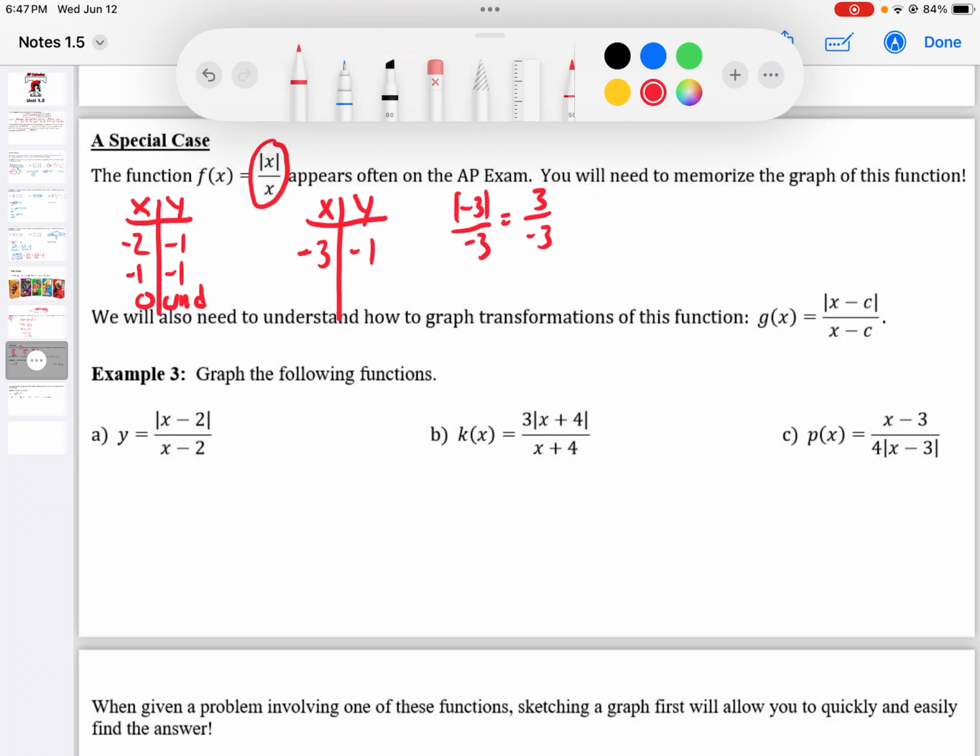Now if I plug in positives, like if I plug in a +1, absolute value of 1 over 1, this time the top stays positive, the bottom's already positive, so I just get +1. What do you think we'd get if we plugged in 2, or plugged in 3, or plugged in 4? So I'd do the absolute value of 2 on top, which is just 2, and 2 over 2 is 1. Now plugging in 3, absolute value of 3 over 3 is just 1. So that's what it looks like. So the graph is undefined at 0, and then if the x's are negative, we get -1.